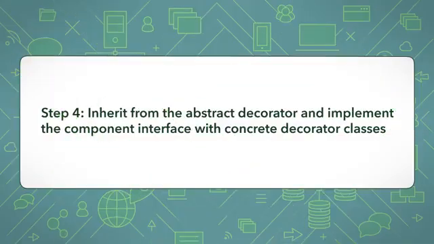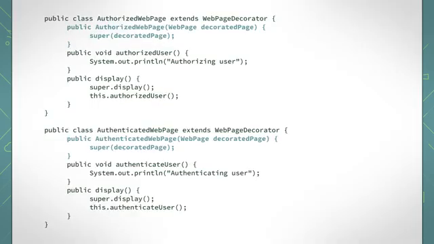Step 4. Inherit from the abstract decorator and implement the component interface with concrete decorator classes. The constructors will use the abstract superclass's constructor since it will allow us to stack the decorators together. Remember that the abstract web page decorator class handles the aggregation of the concrete decorator classes. Each decorator has its own responsibilities. You implement these responsibilities within the appropriate classes so that they can be invoked.